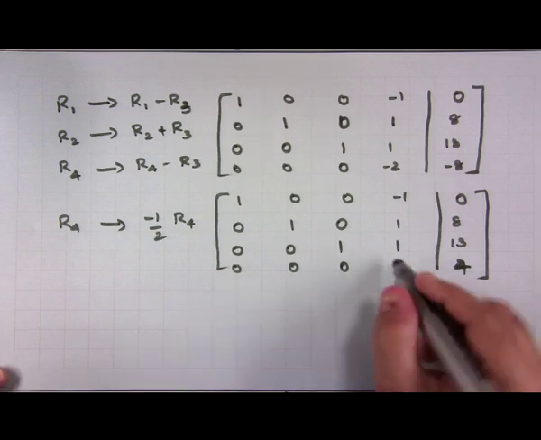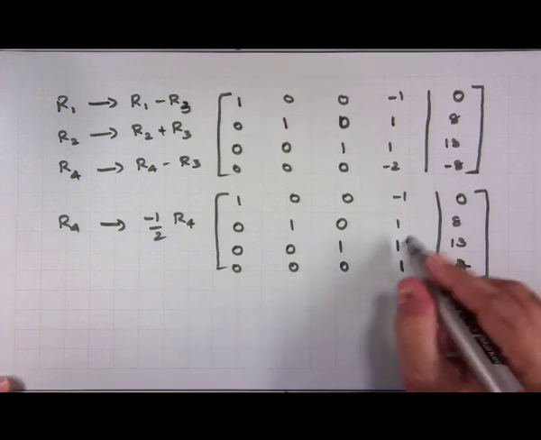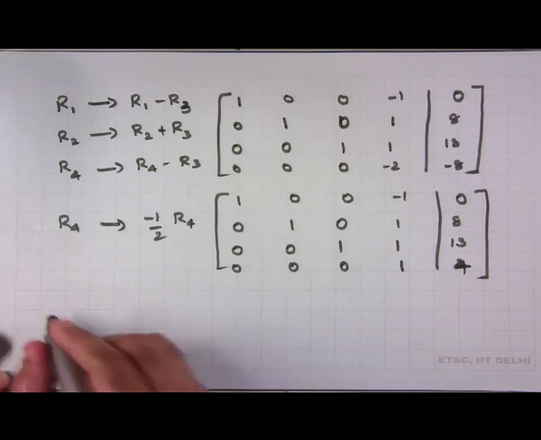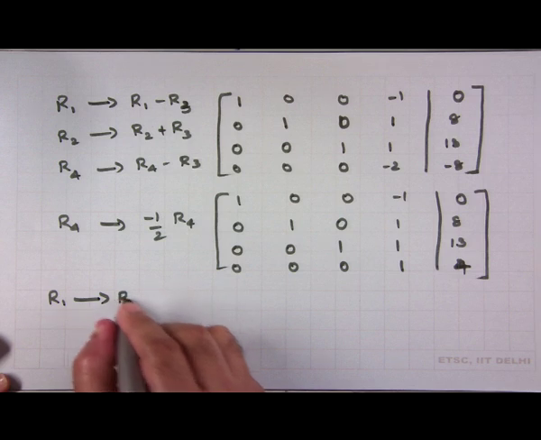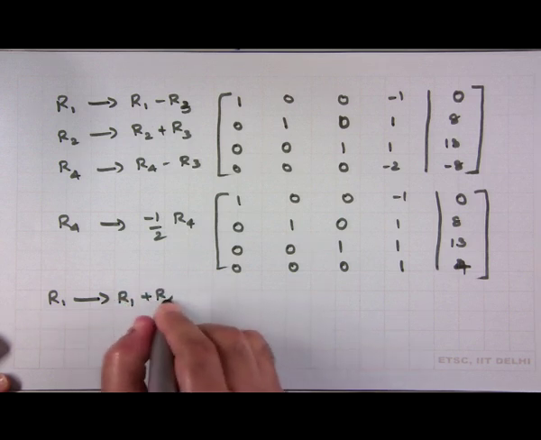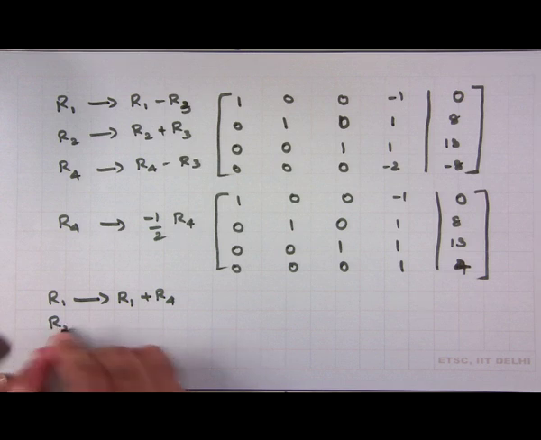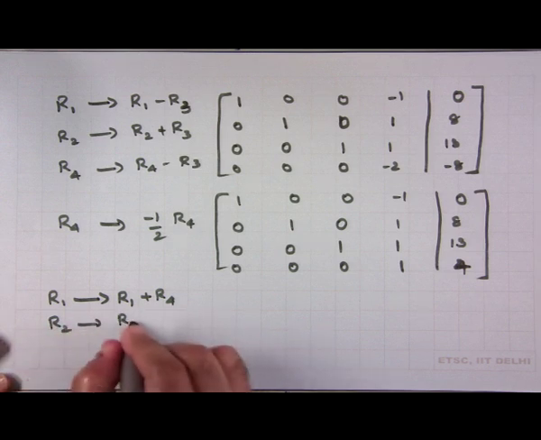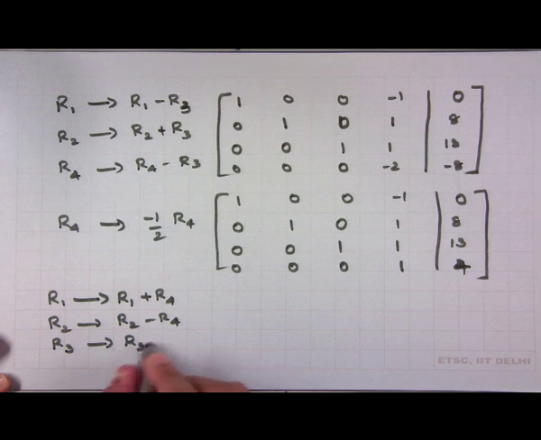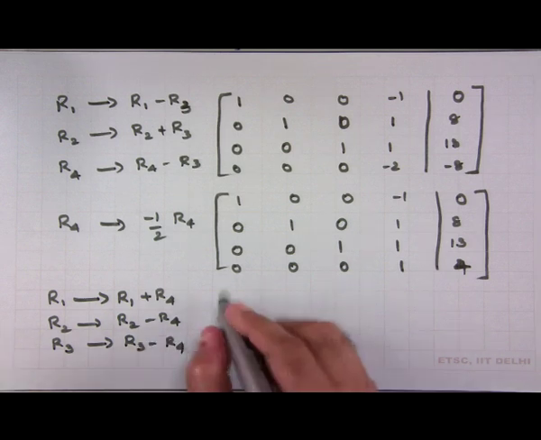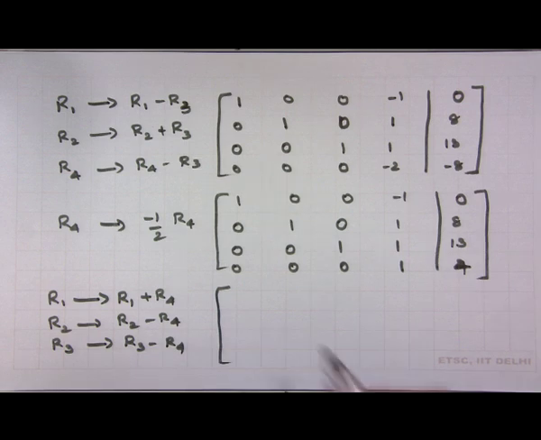So, let us convert the other elements in the last column, which are 1, 1 and minus 1, into zeros. R 1 is replaced by R 1 plus R 4, R 2 is replaced by R 2 minus R 4, R 3 is replaced by R 3 minus R 4. Now, let us do these operations.